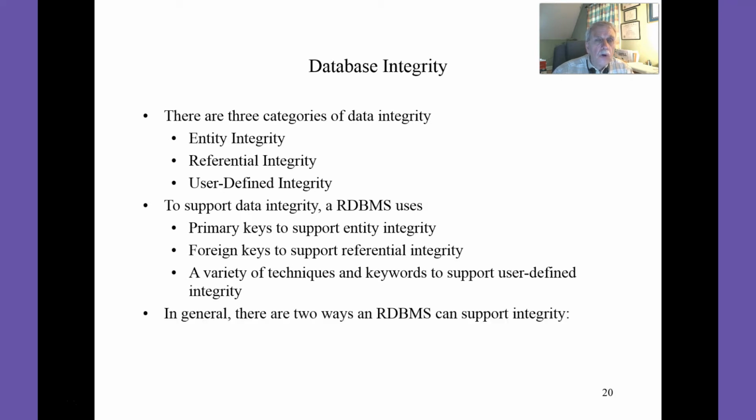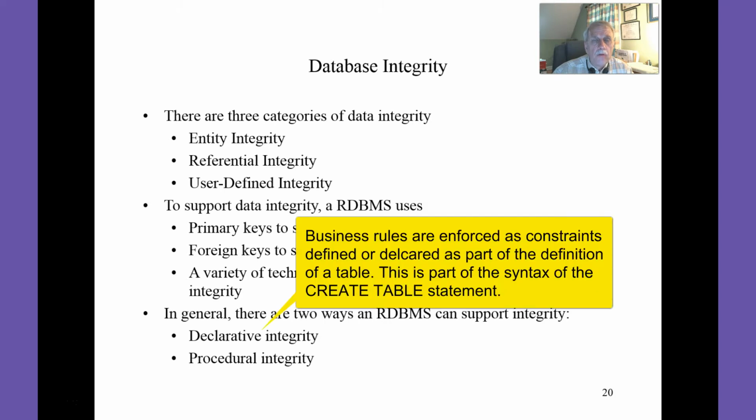In general, there are two approaches that can be taken for a relational database system to support integrity. There's declarative integrity and there's procedural integrity. With declarative integrity, we look at extensions to the data definition statements, say the create table statements, that define some kind of a constraint as part of a business rule that will be enforced automatically by the system.